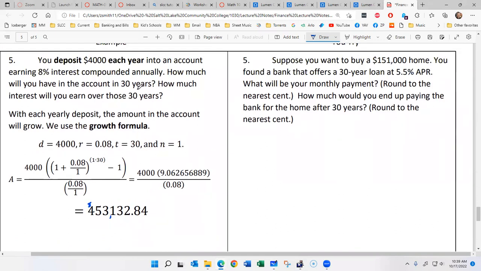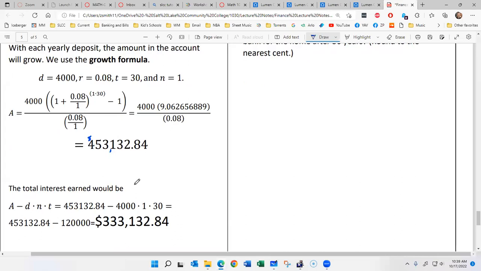Well, if we want to figure out how much interest, the total interest would be A minus DNT. And so we have the final value minus 4,000 times once a year times 30. And we see that most of the money in the account was given to us by the bank in interest. We only put $120,000 into this account. But at the end of 30 years, we have an extra $333,000.